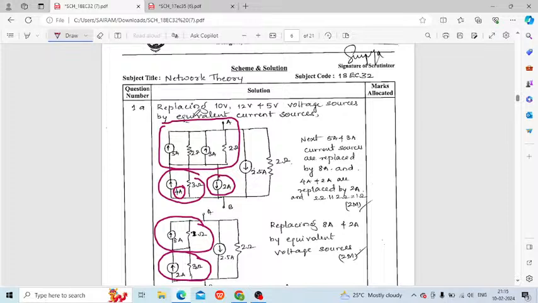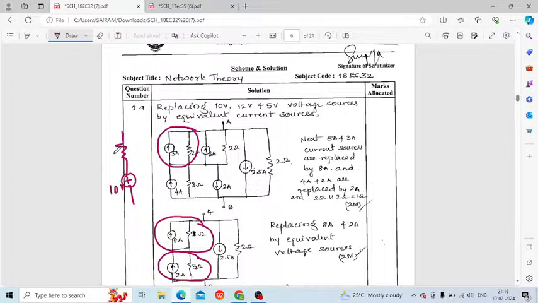So here you can see that you have to first write step by step. When you write step by step, first you have to write the content for that step. See here, in this step what they have done is, they have replaced the 10 volt, 12 volt and 5 volt. In this place it was 10 volt in series with 2 ohm, right?